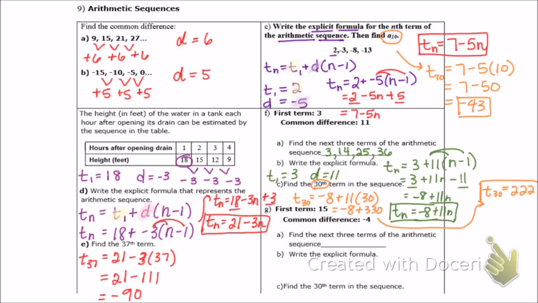And that's the two parts that we needed. Okay, so on part G, the first term is 15 and the common difference is negative 4. So I want you to go through the same steps that we did. On this one, I want you to pause the video, and then whenever you're ready and you finish working on it, I want you to start the video to see if your work matches up with mine.